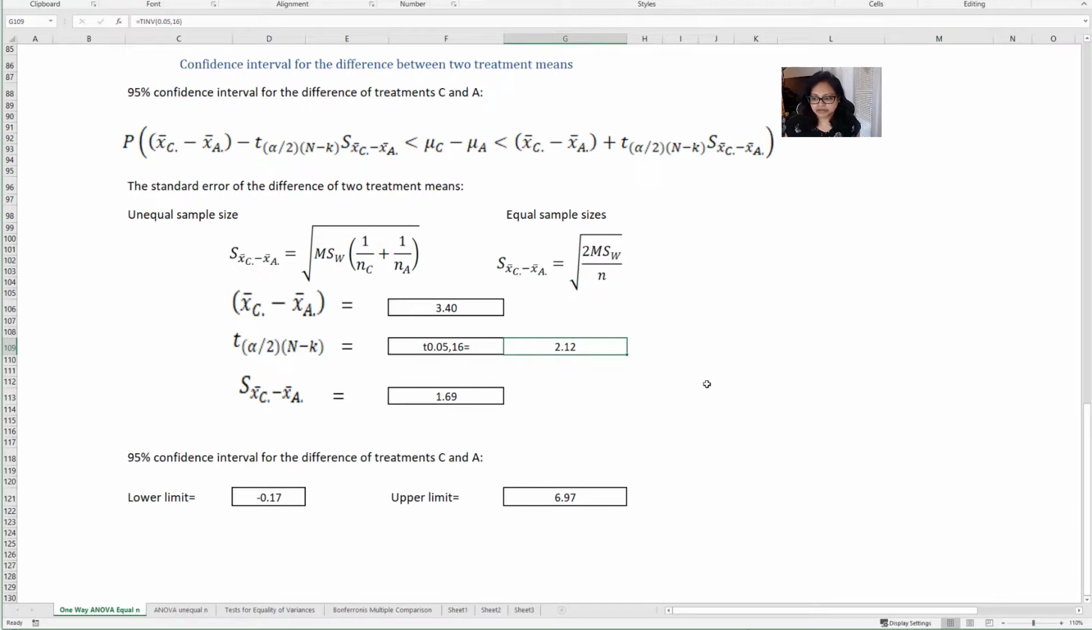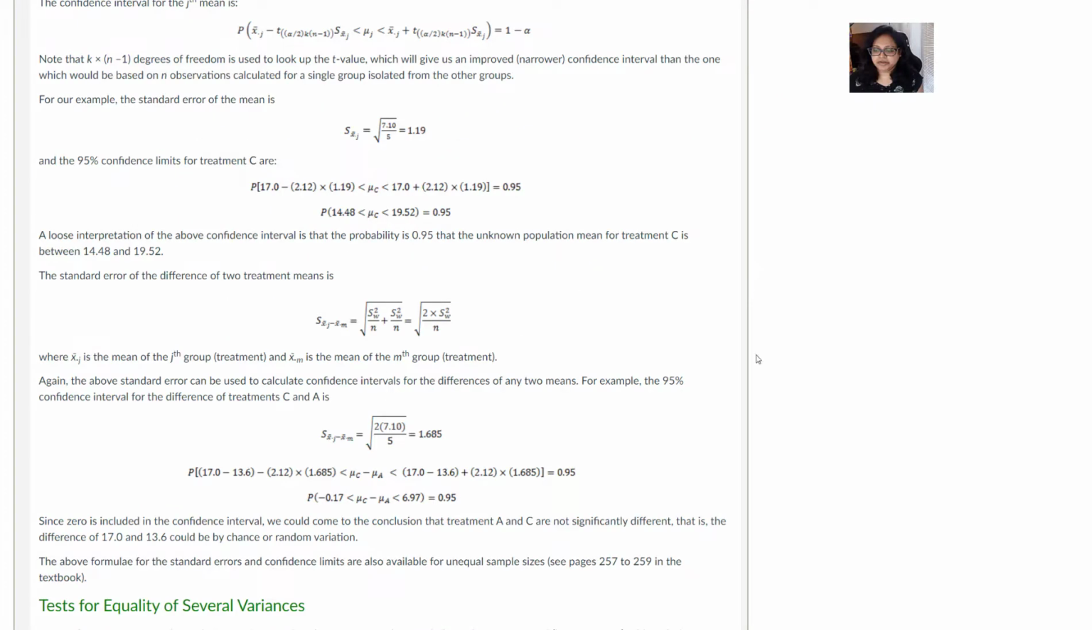So in the assignment or maybe in the exam, you will see that I'm asking you to find the difference between two groups. Then you can follow this example I showed you. That's what I tried to show you in that example, how you can find the 95% or any confidence interval for any pair of treatments or pair of groups you have.